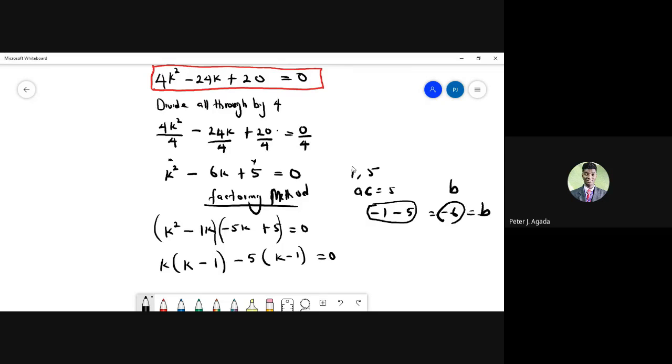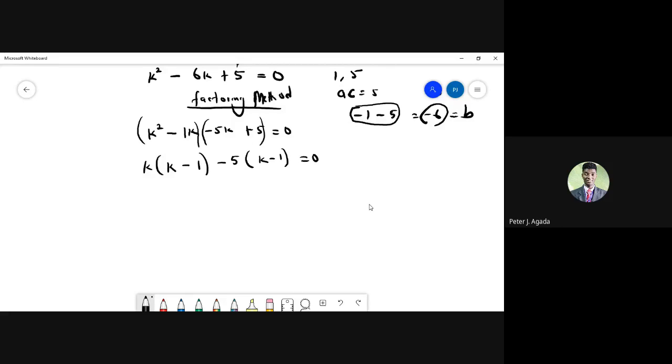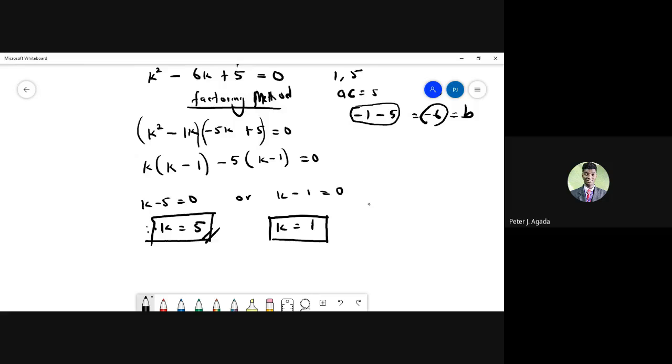So what is now my value for k? My value for k here can be k minus 5 is equals to 0, or k minus 1 is equals to 0. Therefore, k is equals to 5, or k is equals to 1. So these two are my possible values of k that will satisfy my condition that b squared minus 4ac is equals to 0. Remember, we're trying to satisfy this condition. So that's it for question 1. Let's go down to question 2 and see the possibility of solving it.